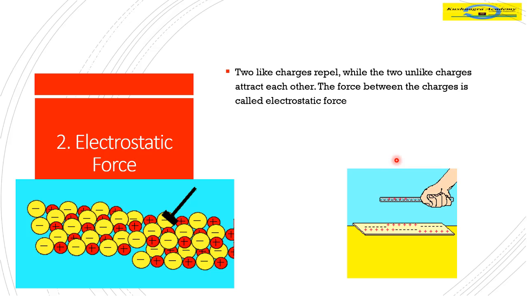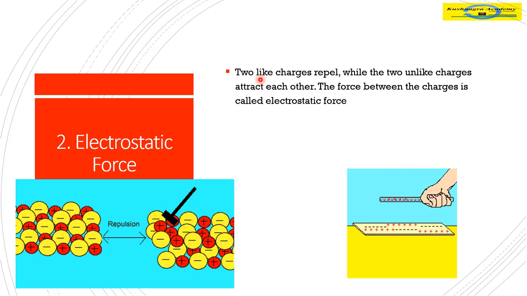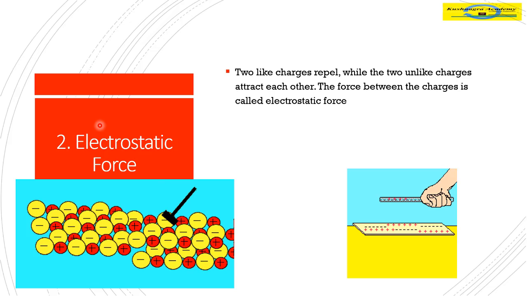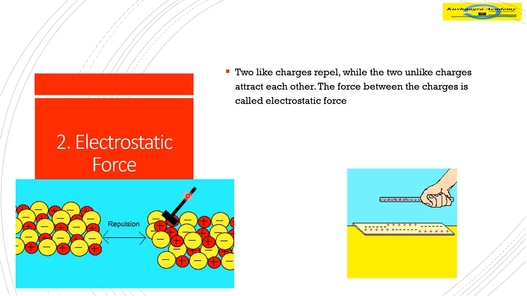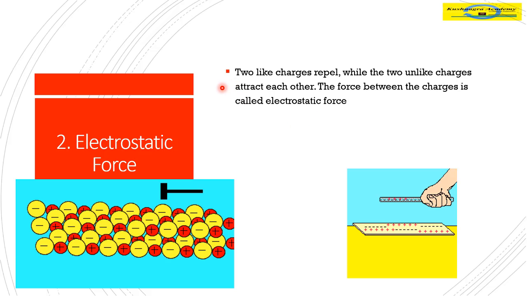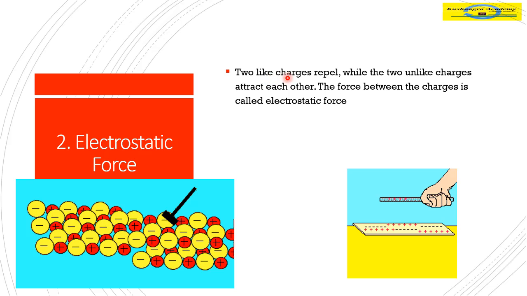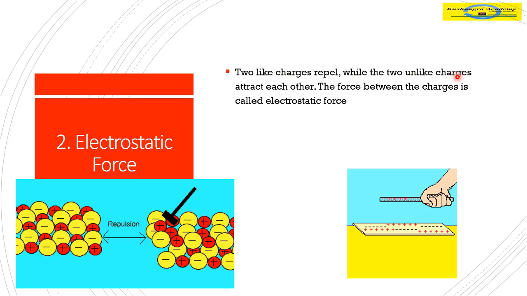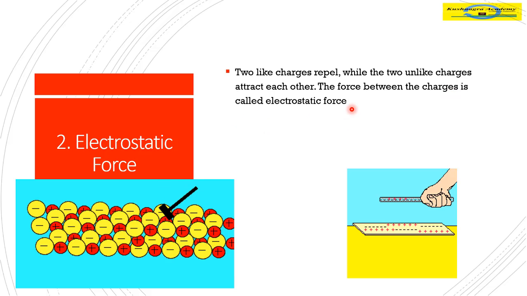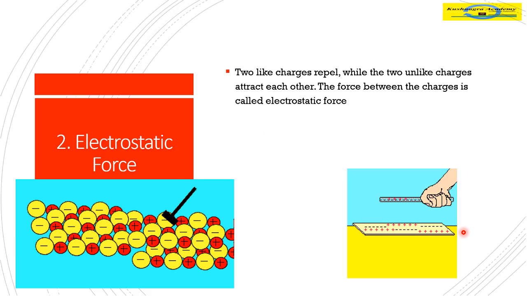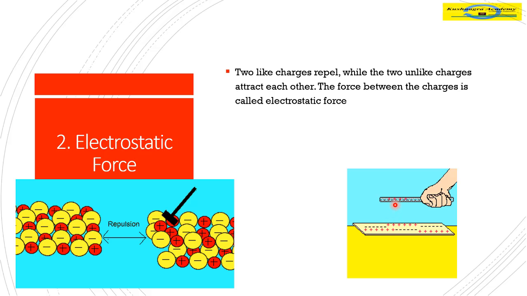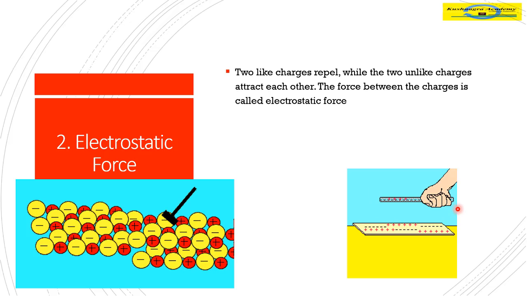Now, electrostatic force. Forces due to charges are known as electrostatic force, the force exerted by the charge. We know that like charges repel each other and unlike charges attract each other. So, what is electrostatic force? Two like charges repel while two unlike charges attract each other. The force between the charges is called electrostatic force. An example of papers being attracted by a scale is also an electrostatic force.